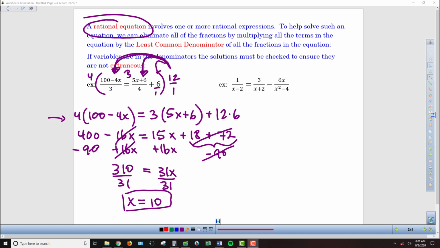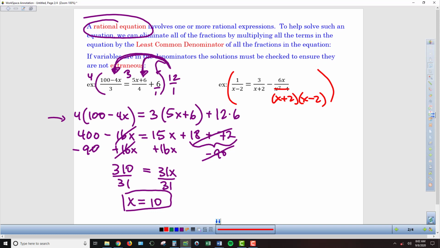So in this case here, I need to factor this denominator. So I got x plus 2 times x minus 2, and then I've got x plus 2 and x minus 2 as my other denominators. So I can see that my common denominator is going to be x plus 2 times x minus 2. And so I'm going to multiply everything by that over 1.